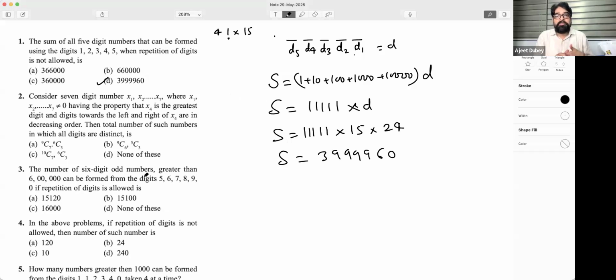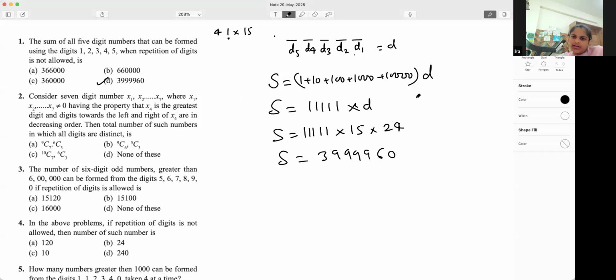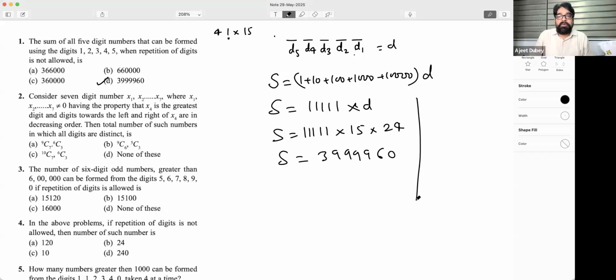Does anyone want me to explain any particular point? Could you explain the question one more time? I didn't understand. You have to find the sum of all possible numbers formed by 1, 2, 3, 4, 5, 5-digit numbers, repetition not allowed. For example, if I say I have to find the sum of 1, 2, 3, 1, 4, 1 and 2, 4, 1, something like this. I'm trying to tell you the logic behind this.